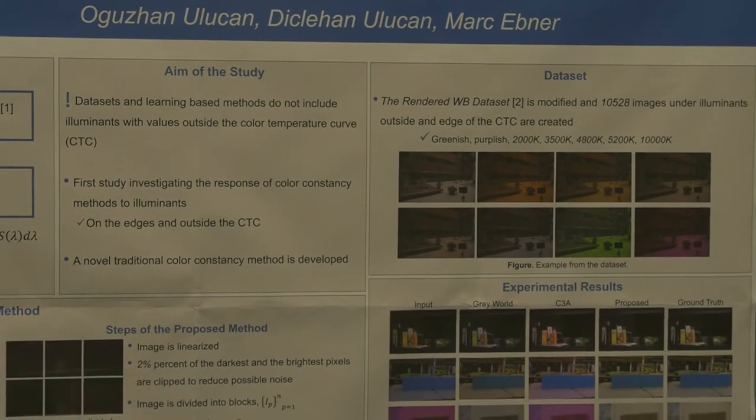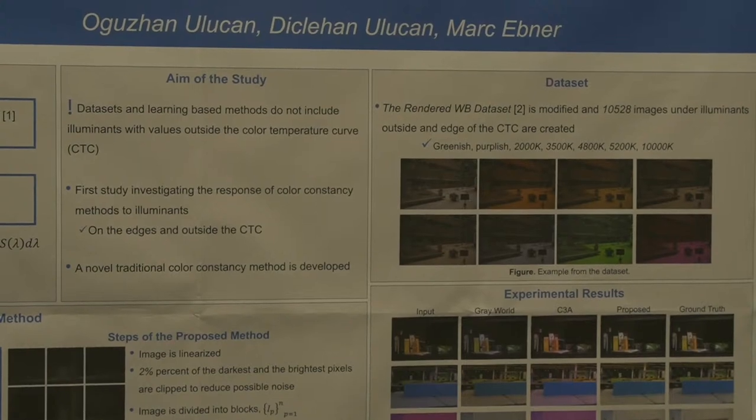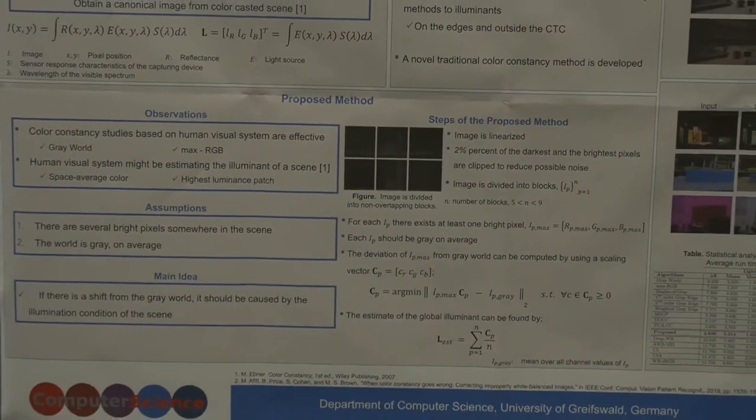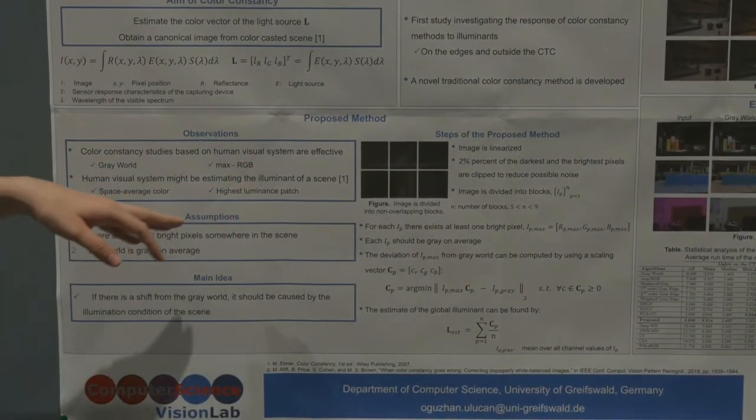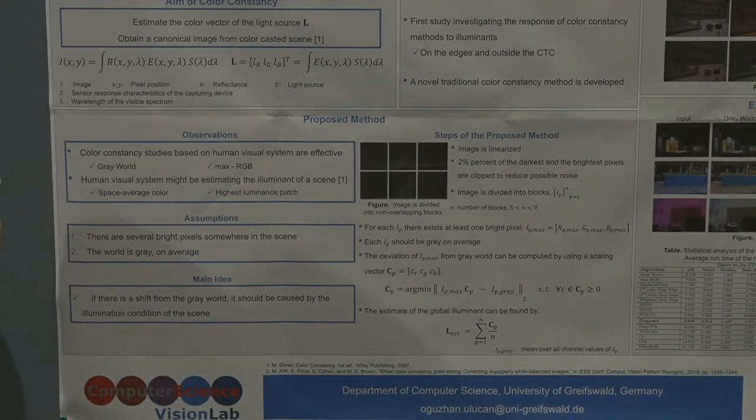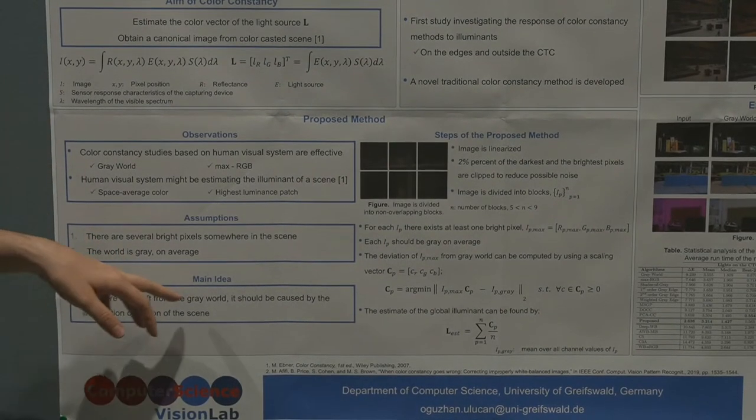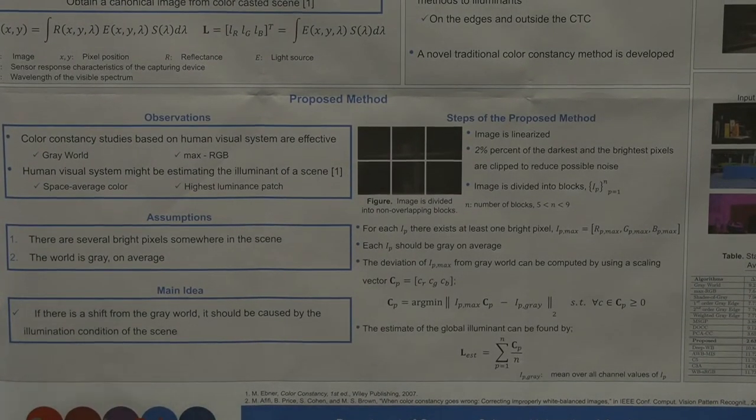And we also introduced a novel color constancy algorithm. Our color constancy algorithm is based on the assumptions of Gray-World and Max RGB, since the human visual system might be discounting the illuminant based on space average color and highest luminance patch. So we assume that there are several bright pixels in the scene and the world is gray on average. Our main idea is that if there is a shift from that gray value, it should be caused by the illumination condition.